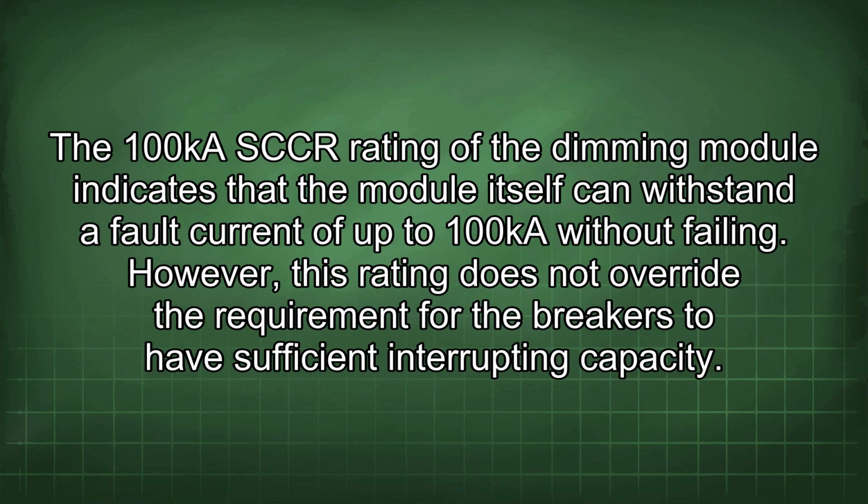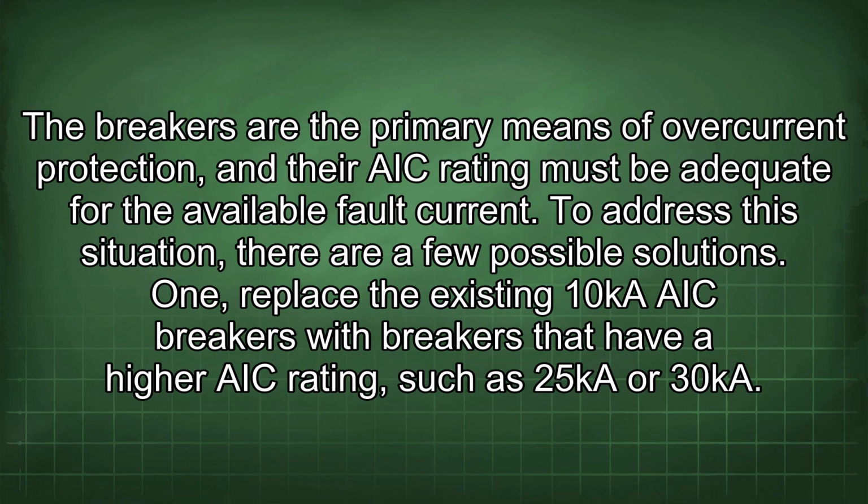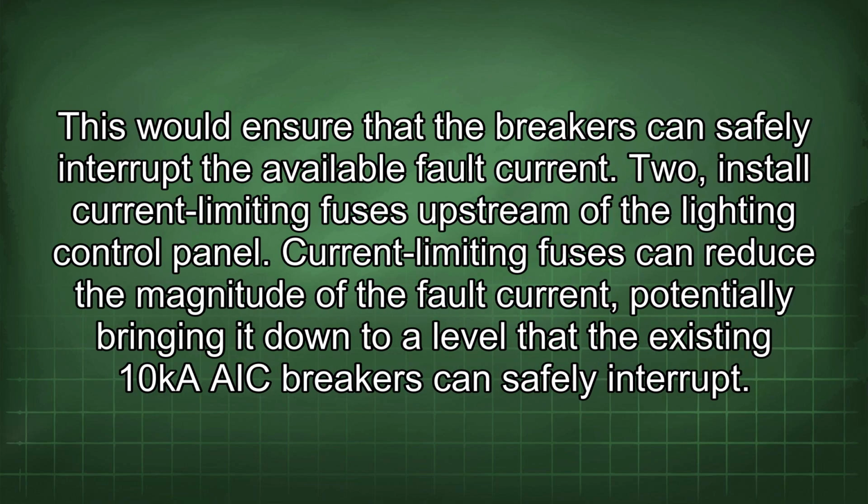However, this rating does not override the requirement for the breakers to have sufficient interrupting capacity. The breakers are the primary means of overcurrent protection, and their AIC rating must be adequate for the available fault current. To address this situation, there are a few possible solutions. One: replace the existing 10 kAIC breakers with breakers that have a higher AIC rating, such as 25 kA or 30 kA. This would ensure that the breakers can safely interrupt the available fault current.